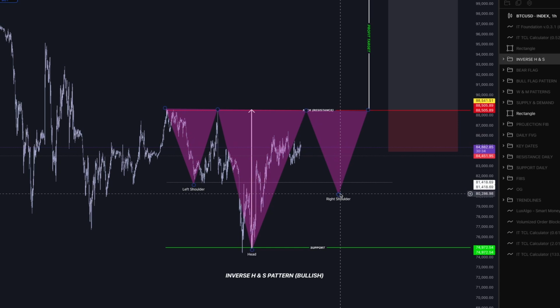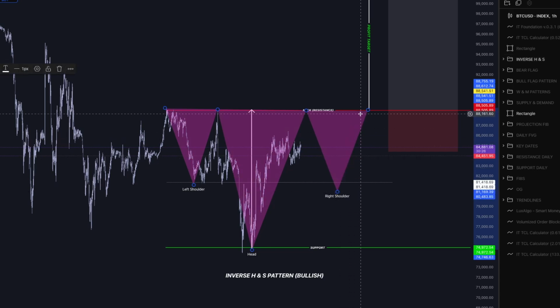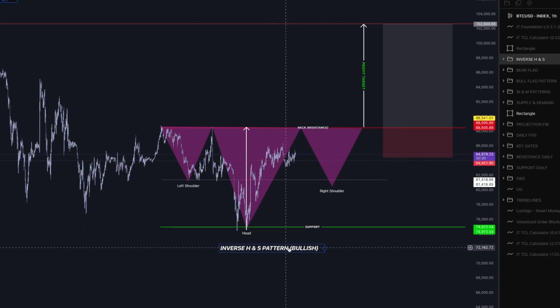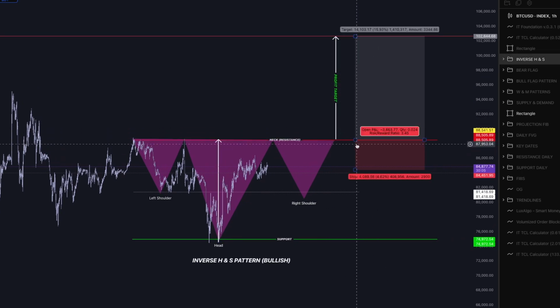If that did happen and Bitcoin catches a bid between 82 and 80K, if it catches a bid there and starts rallying up, it will create this inverse head and shoulders bullish pattern. And then your target is obviously going to be from the low to the neckline. Replicate that, and then you've got your trade.